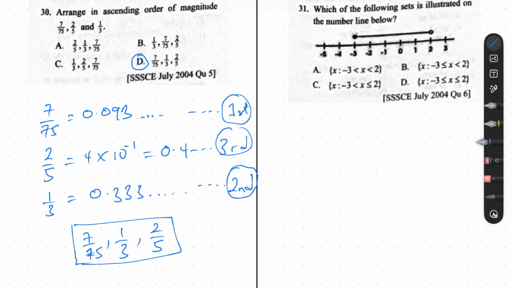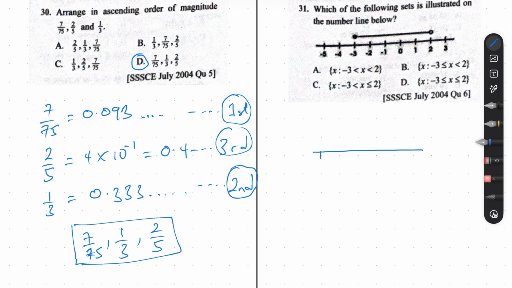Well, let's move on to the next question, which is question 31. It says, which of the following sets is illustrated on the number line below? So before we even look at the set, let's try to write down what this line represents. Okay, so firstly, we look at this side. This side is shaded, so it means it is inclusive. And right here it is not shaded, so it is non-inclusive.